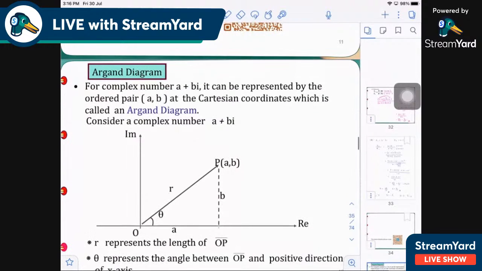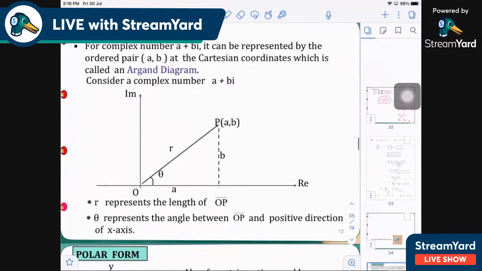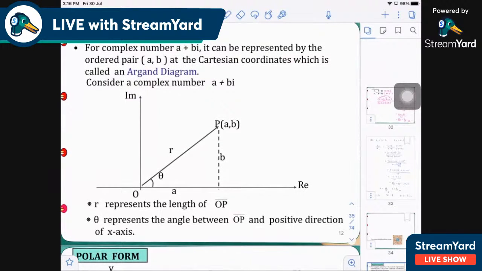Okay, the Argand diagram. The Argand diagram is the most interesting part of complex numbers. Complex numbers came out from De Moivre's theorem. De Moivre, if I'm not mistaken, this is the spelling. You can Google after this. And every complex number we can represent in an Argand diagram.